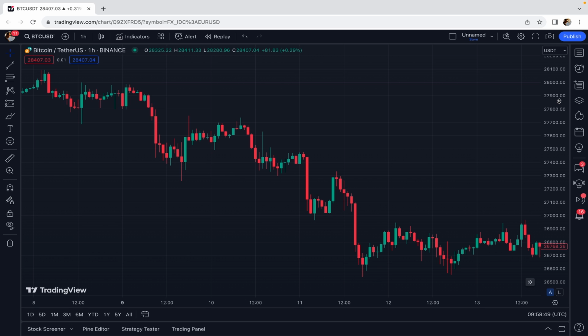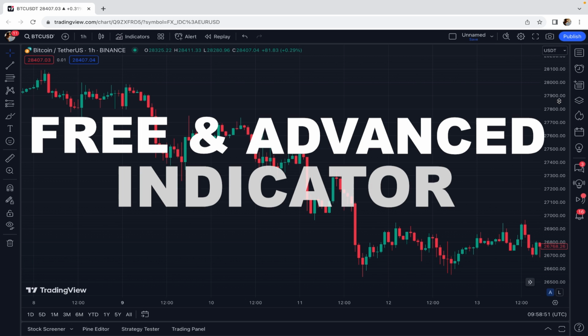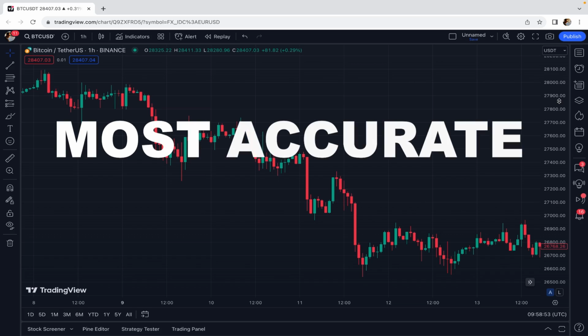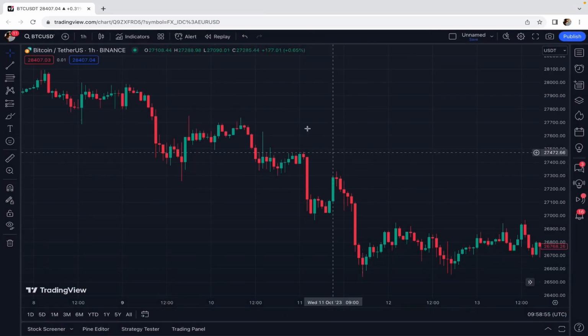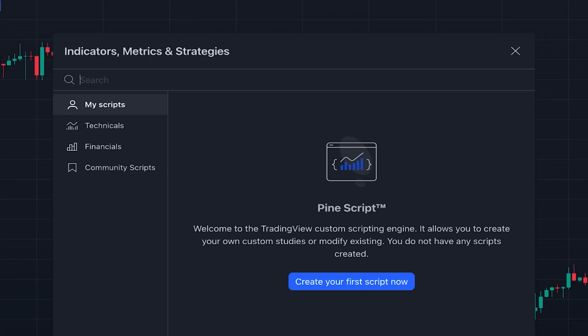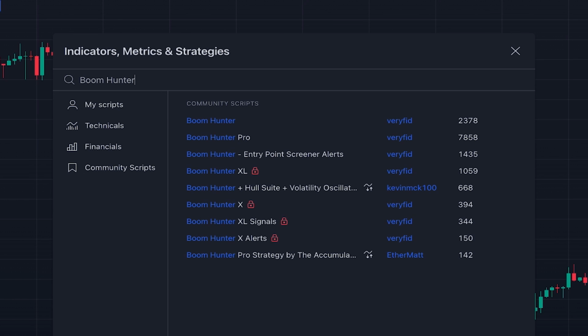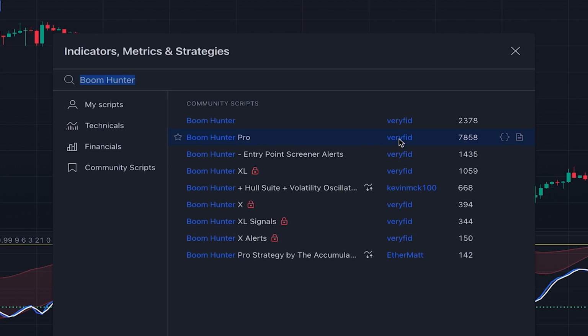In today's video, I want to introduce a free and advanced indicator on TradingView that gives the most accurate buy-sell signals ever. To add this amazing indicator to our chart, here we click on indicators and we search Boom Hunter. We add this one, Boom Hunter Pro, which is written by someone named Verified.